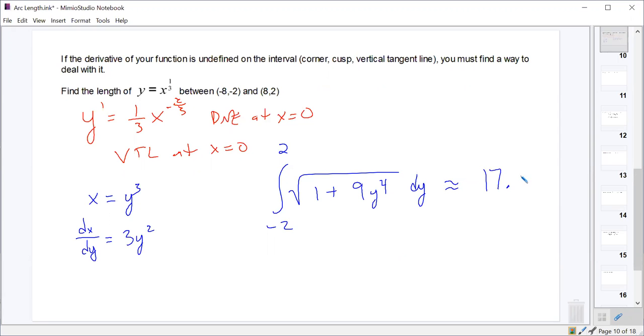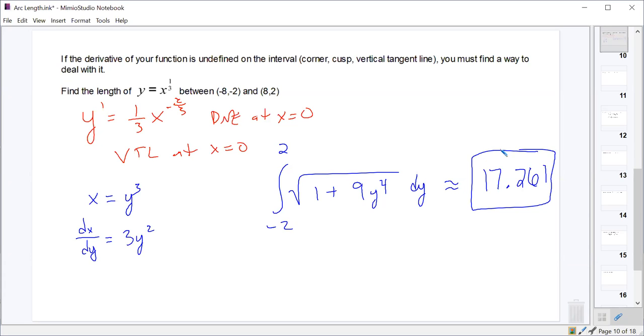Sounds good to me. Somebody else agree with that? Yep. Cool. Any questions, any issues, any problems with that? If it didn't come out nicely where we could do it in terms of y, then could we split it up into two parts so that we don't have to deal with the zero, and do it from -8, -2 to zero, and then from... or would that be bad because we're skipping the zero?